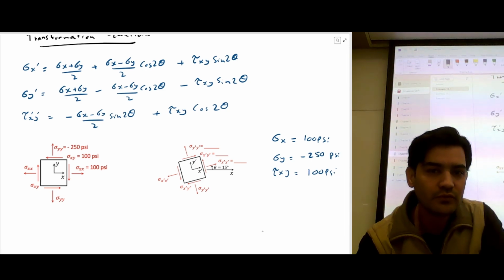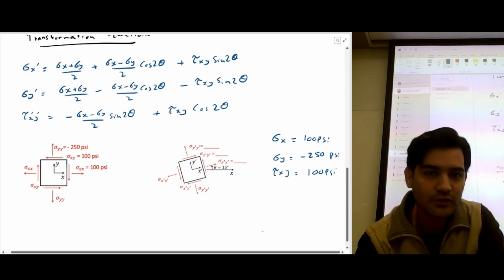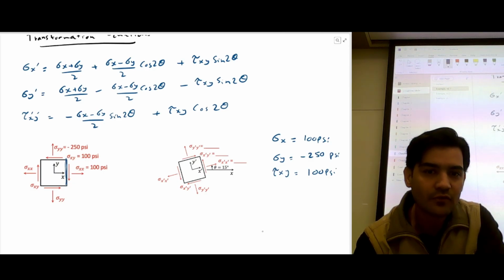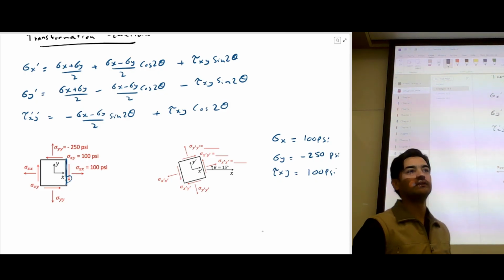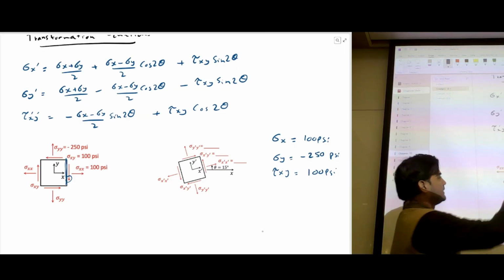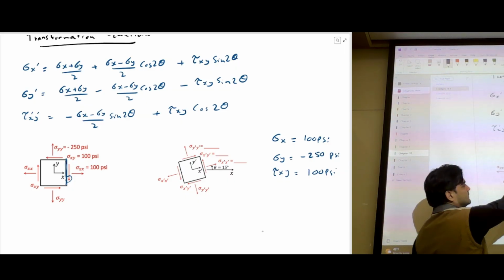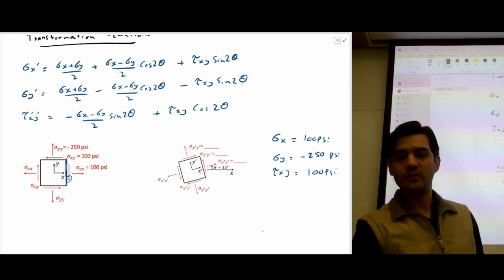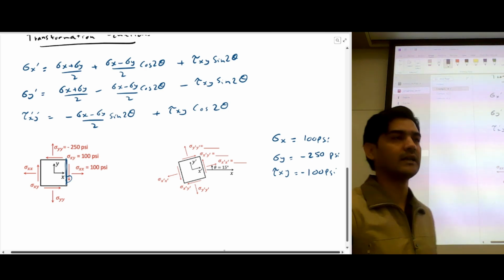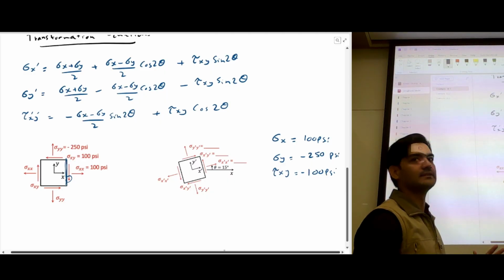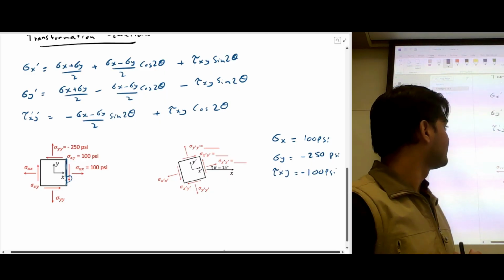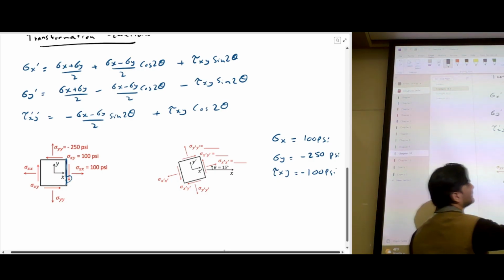So if you see this face, this is the positive x face, right? And this force is going to cause clockwise rotation, right? So it's going to rotate the stress element like this. This force is pushing it down, so it's going to cause clockwise rotation. That's why we put a negative sign in this case, because clockwise is negative. That's the sign convention. If you look at the top face, it would be opposite, but that's the sign convention.